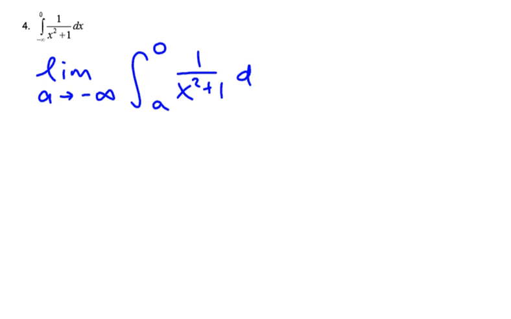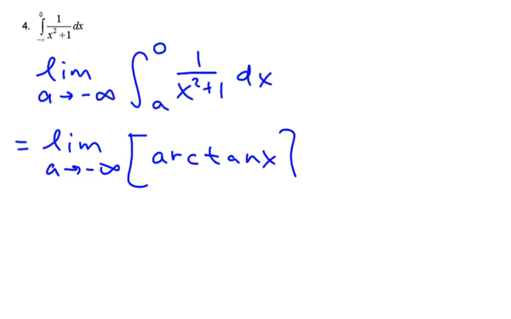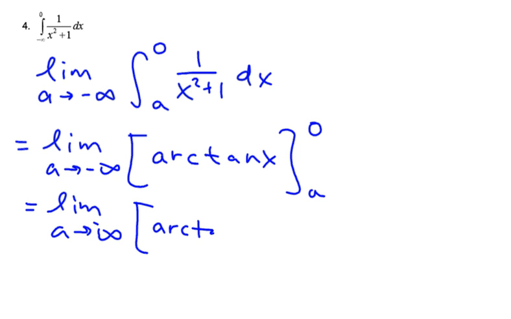Hopefully you recognize that the integral of 1 over x squared plus 1 is arctangent, so we can't forget that. So this is the limit as a approaches negative infinity of arctangent of x from a to 0. Then evaluate. So we have the arctangent of 0 minus the arctangent of a.